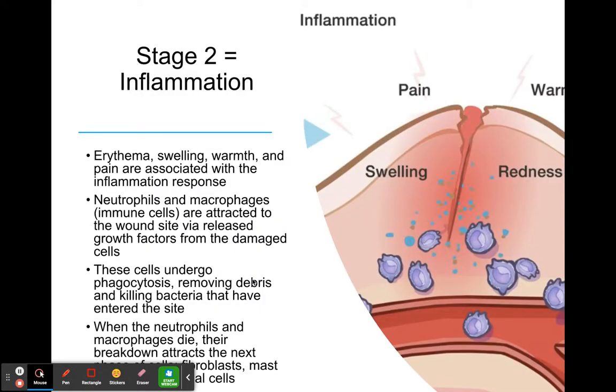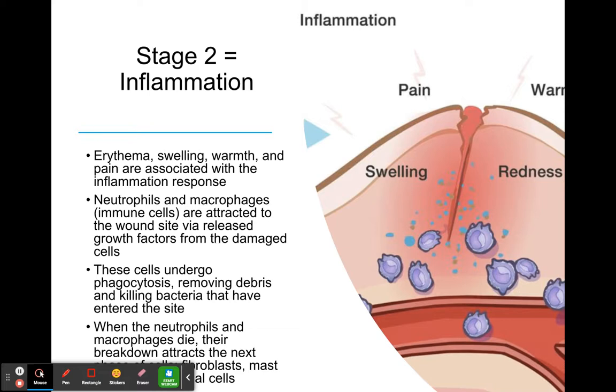Now we have stage two, which is called inflammation. The key word that you have to make sure you know is erythema. Erythema is the swelling, warmth, and pain that are associated with the inflammatory response. Once your wound opens, your immune system is also activated. Specific cells called neutrophils and macrophages are attracted to the wound site, because once cells are broken, they release growth factors that attract your immune cells to the site.